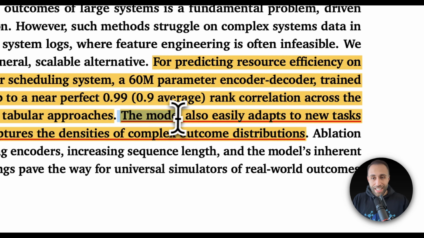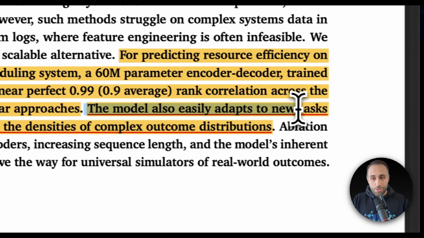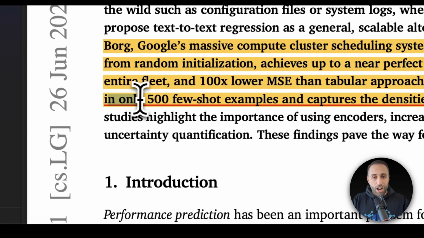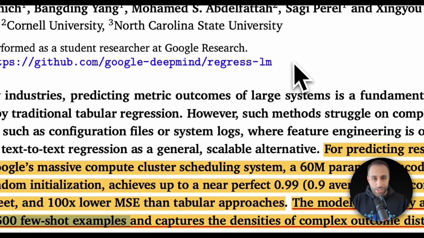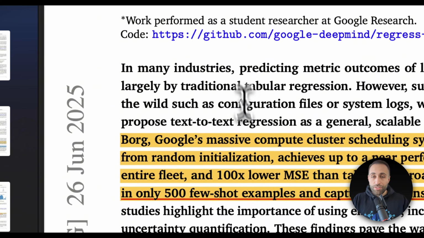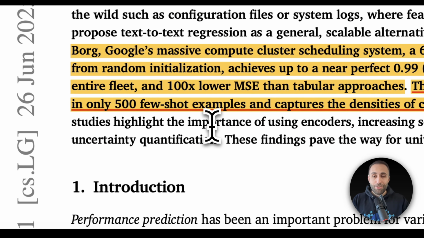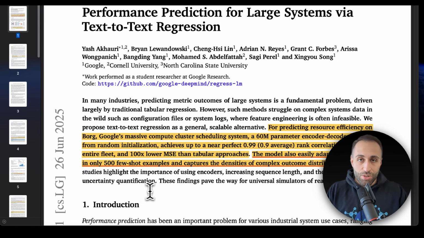Now, here's the nice part. The model also easily adapts to new tasks with only 500 few-shot examples. That's the point we can see based on the repo they released: we could potentially use it for our own use cases to make predictions, or better to say, have your own regression model, but without featurization or making sure that your data is numeric, using just your raw text.